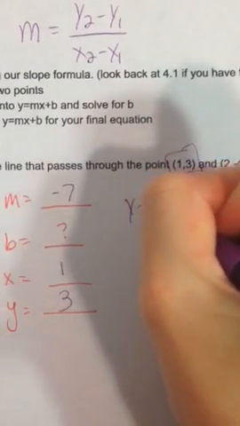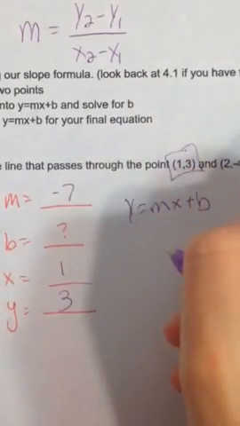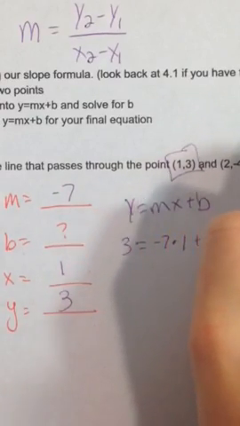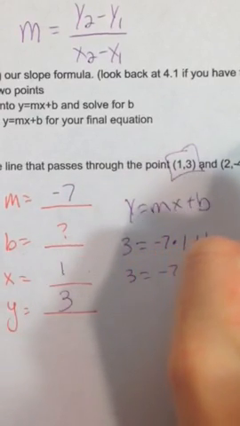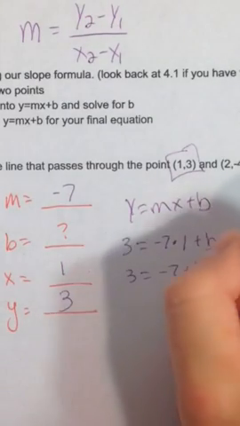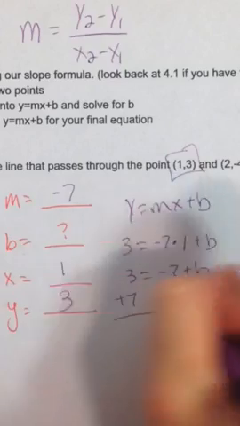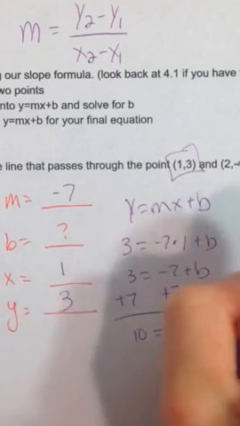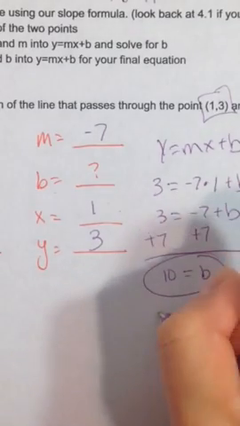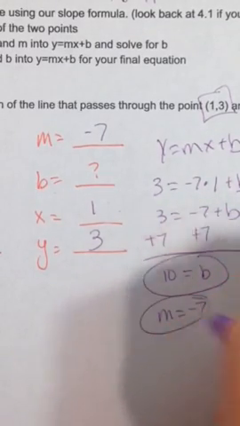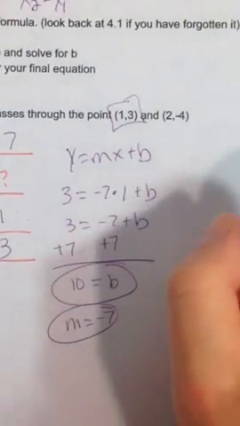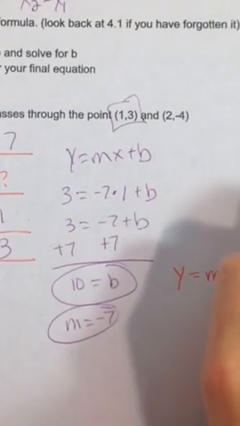So I have y equals mx plus b. So I get 3 equals -7 times 1 plus b. So I get 3 equals -7 plus b, because -7 times 1 is -7. I'm going to add 7 to both sides, so I get b equals 10. Okay. Once I get that b equals 10, I'm going to get m equals -7 from earlier. Now I'm going to finally plug that into, again, y equals mx plus b.